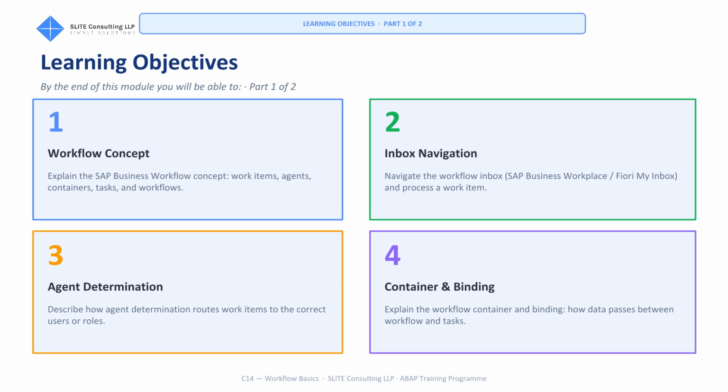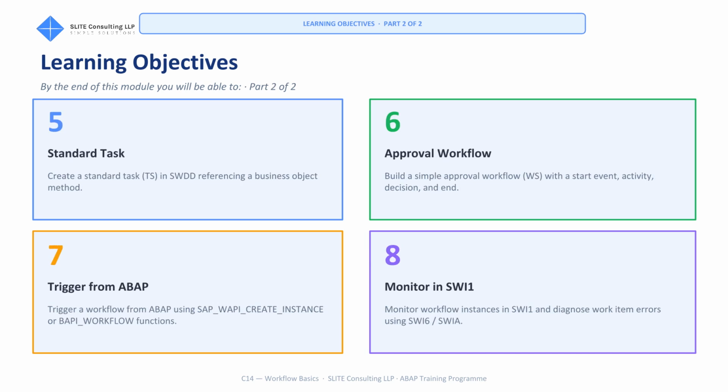Agent determination: you will be able to describe how SAP decides who receives a work item at runtime, including the org model, expressions, and rule function modules, and when to use each. Container and binding: you will understand the workflow container's standard elements, _W_object_ID, WF_initiator, _W_object, how to define custom elements, and how binding wires data between the workflow container and task parameters on step entry and exit. The remaining 4 objectives are hands-on.